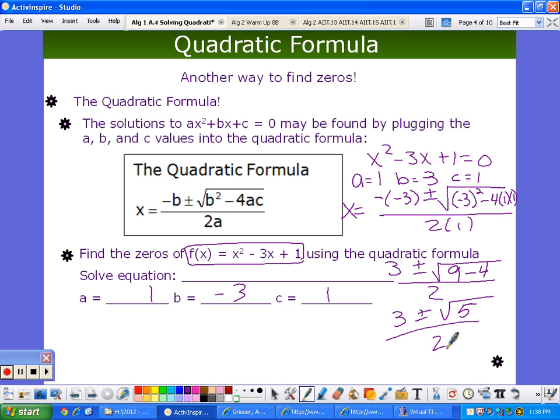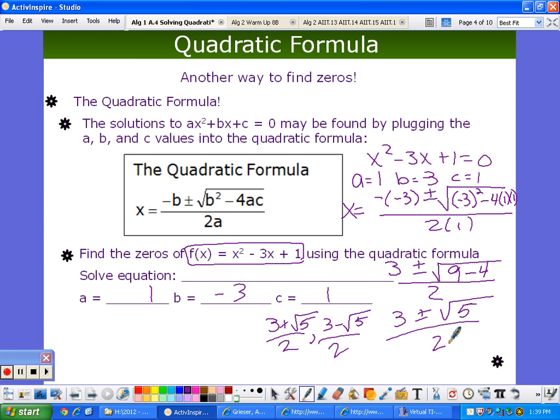So, how many zeros were there for this one? We looked on the graph. How many are there supposed to be? 2. This is actually 2 numbers. You know what the 2 numbers are? 3 plus the square root of 5 over 2, and 3 minus the square root of 5 over 2. That's what plus or minus means. It means you have the plus of this thing, and you have the minus. So these are the zeros. These are the exact values.